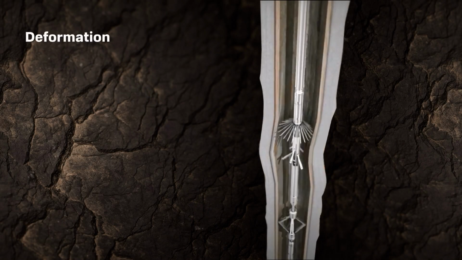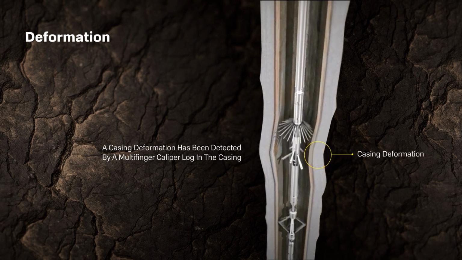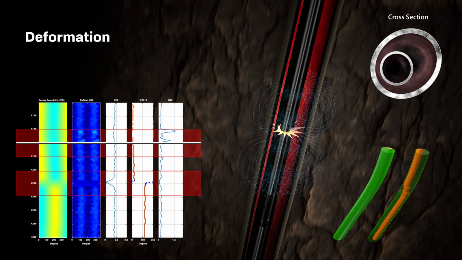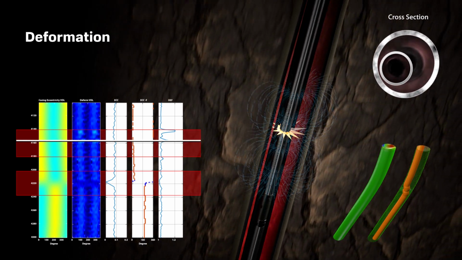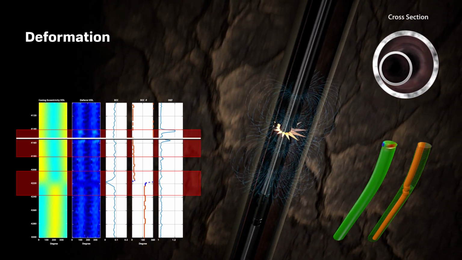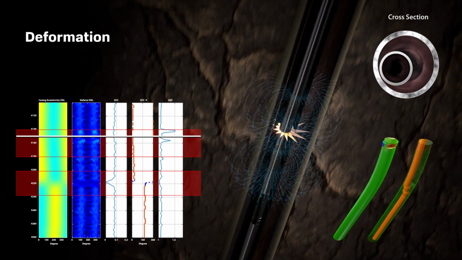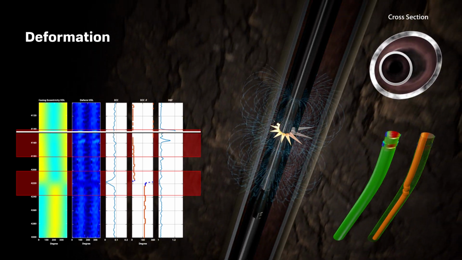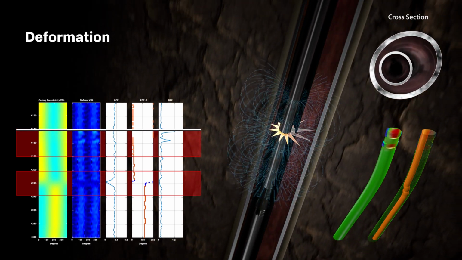In this first field example from a sour gas well, casing deformation had been detected by a multi-finger caliper log in the casing. The DEC tool was run a few years later, this time through tubing, to evaluate any change in deformation, and clearly picked up the problem zone in the top section of the casing. The DEC 3D casing image shows the deformed casing zones, which fortunately had not worsened.